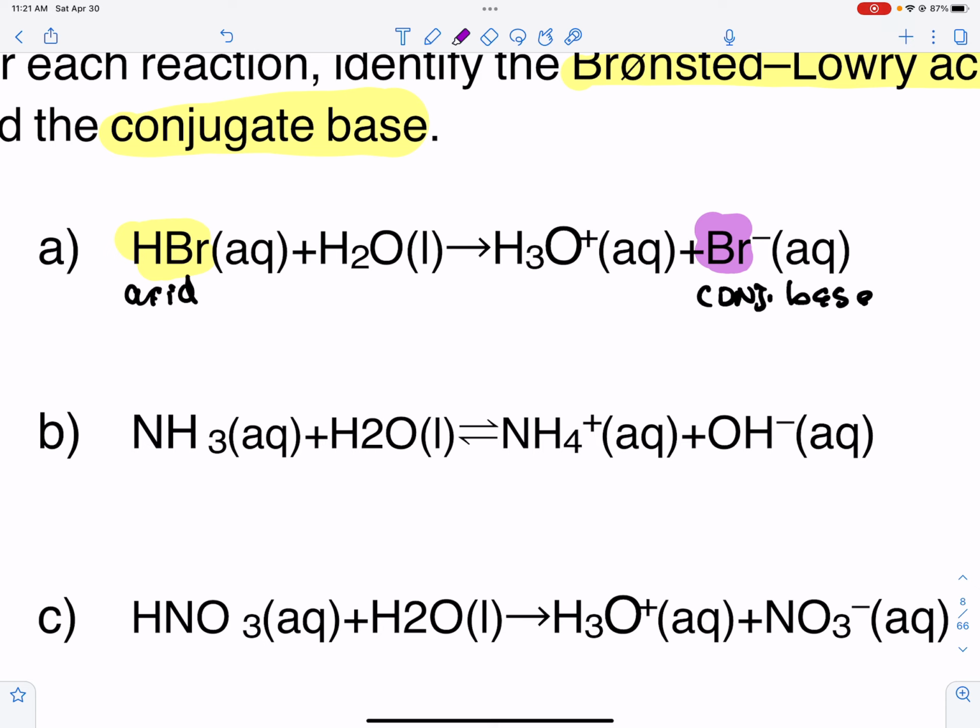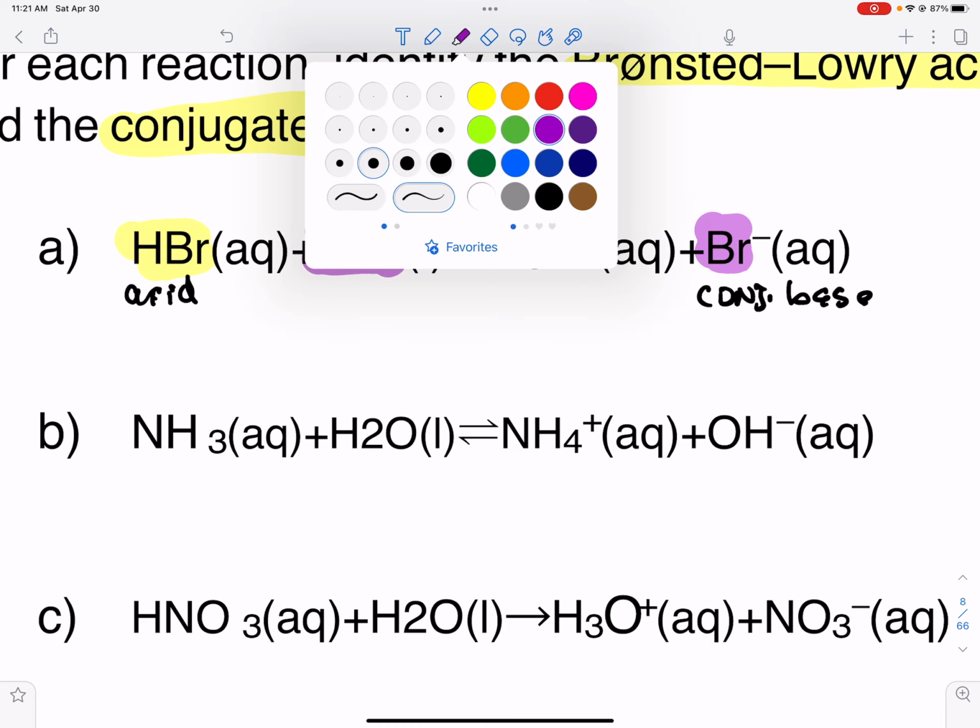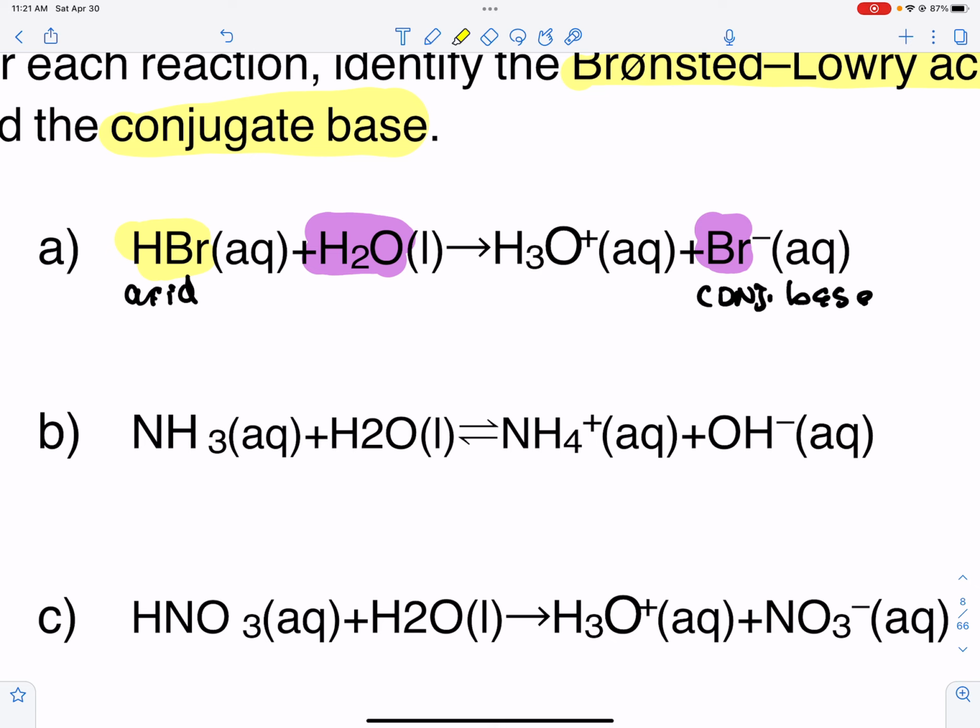So that means for the acid to lose a proton, the water will have to take it. So that's my base. And once the water takes the proton, it's going to make this. So this will be my base, and this will be my conjugate acid. What about the next one?